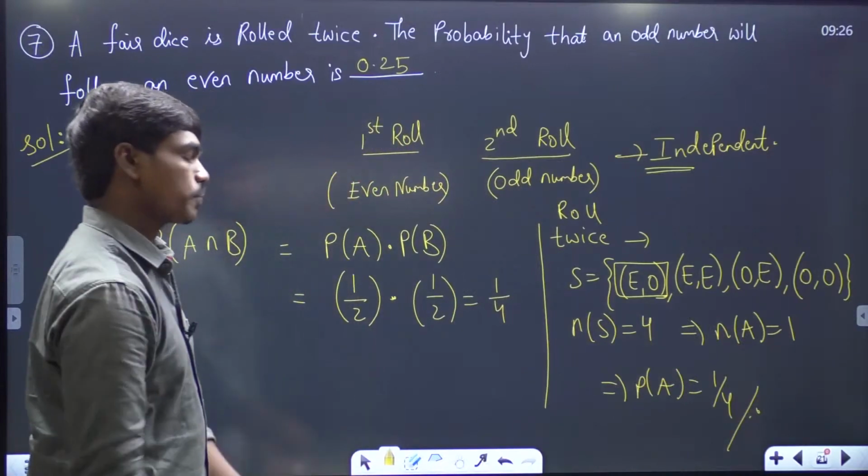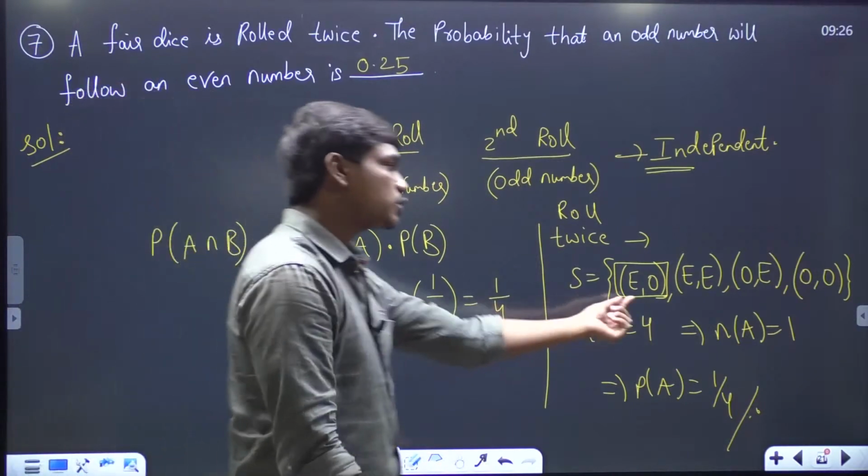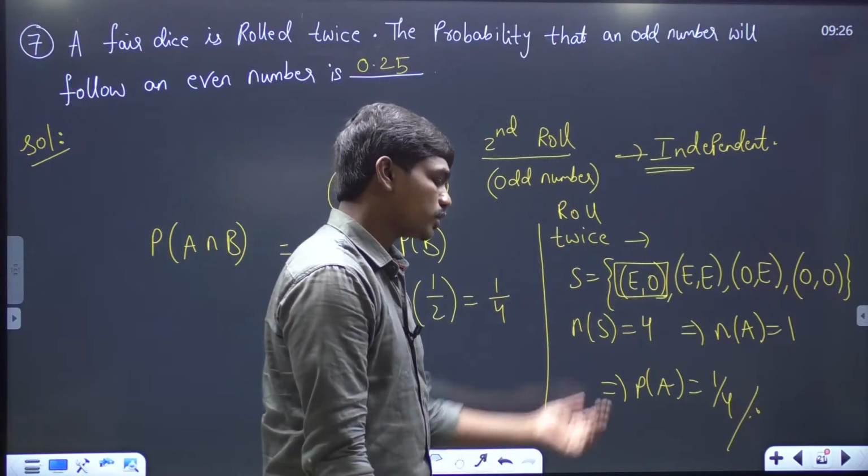Because when you roll a die, either it should be an even number or an odd number, correct? So you have 2 possibilities.